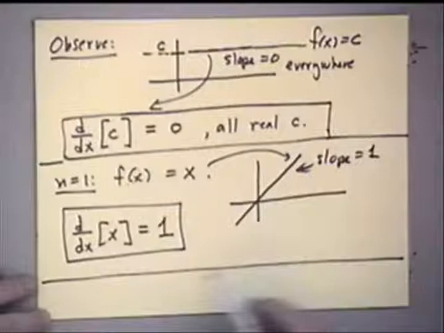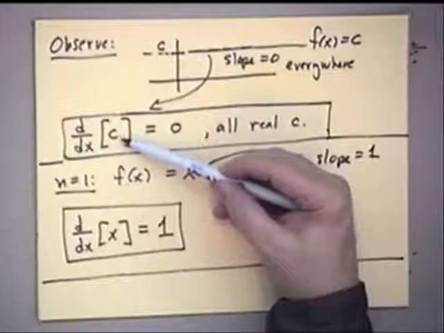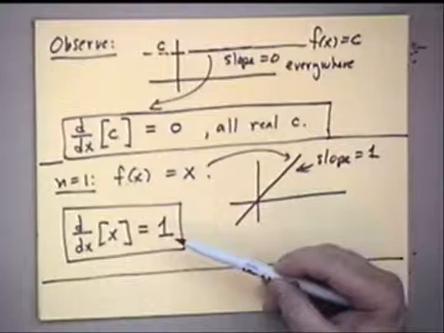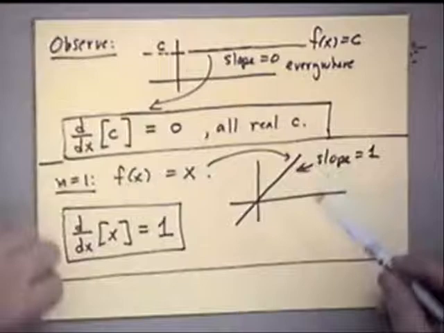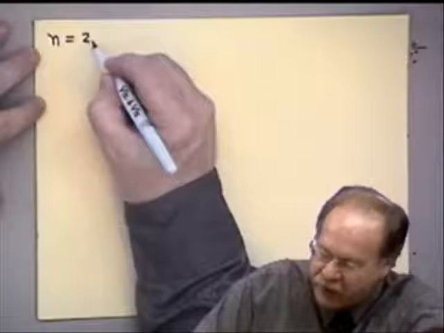Now, you don't want to conclude from this that all derivatives are going to be constants. The derivative of a constant is, in fact, 0, which is constant. The derivative of x is 1, which is constant. But most functions are not going to be lines. They're going to be curves, and the slope of the tangent line will change, and so we'll have to develop a more general formula. So for the cases now, n equal 2, 3, and so on, we can do the whole argument at once.